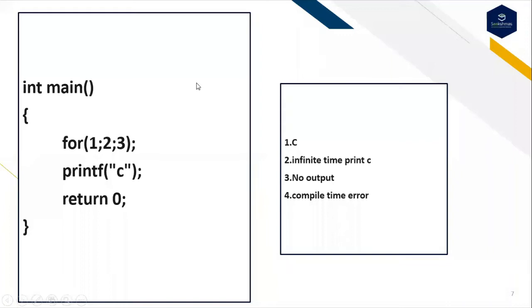This is the question. This belongs to C programming. int main, then var 1 ends with a semicolon, 2 ends with a semicolon, 3 ends with a semicolon, and printf followed by C. And these are the following options. The first option is C, the second option is infinite time, it prints C, the third option is no output, and the fourth option is compile time error.